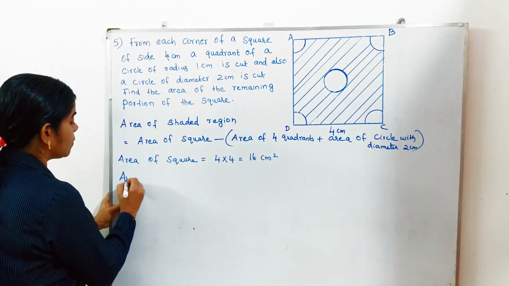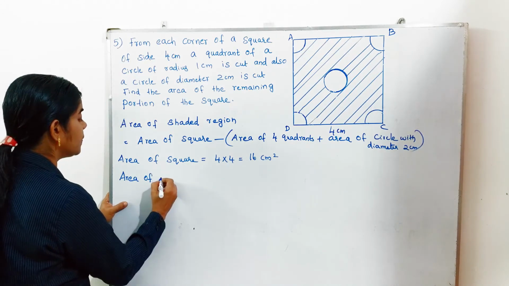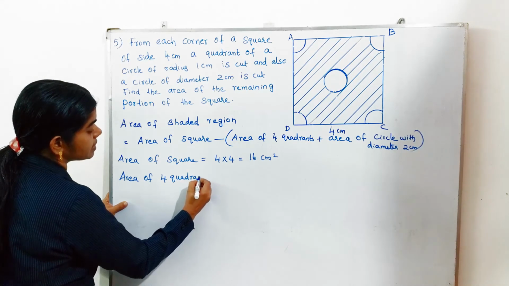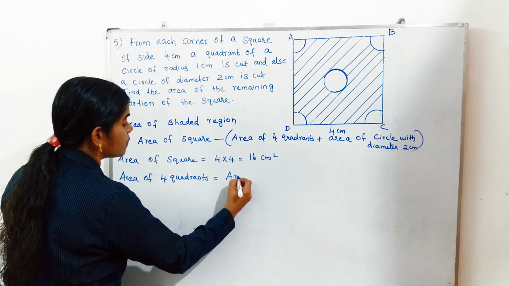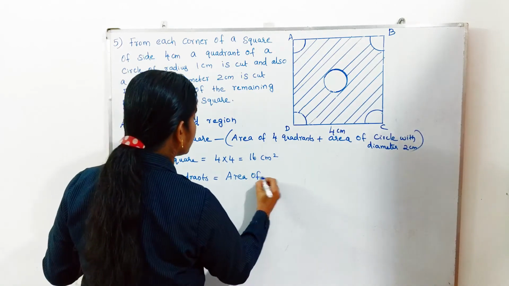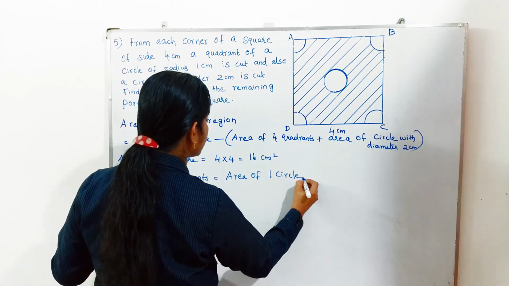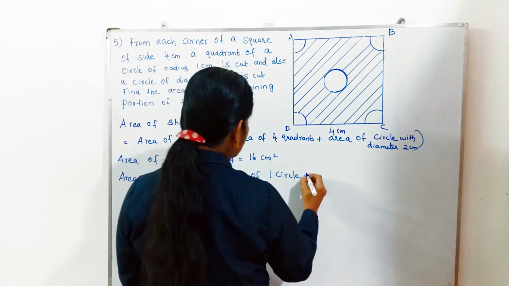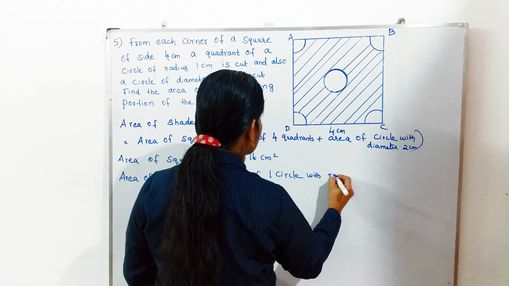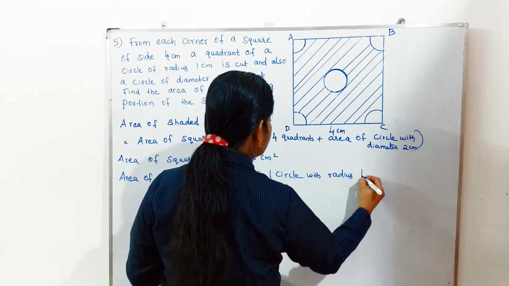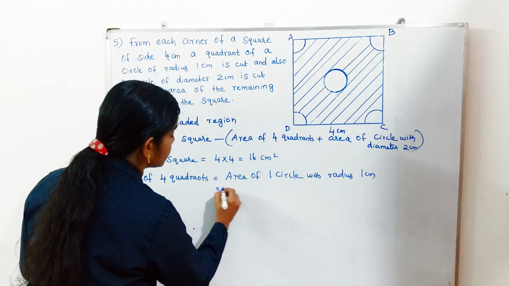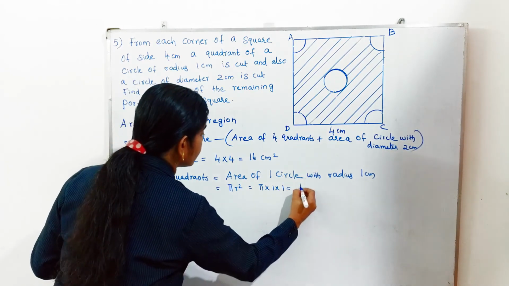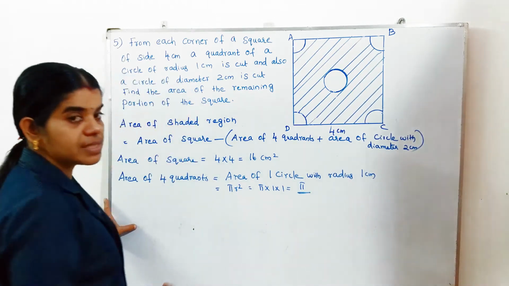Then area of 4 quadrants is equal to area of one circle. What is the diameter? What is the radius? Radius 1 centimeter. One circle with radius 1 centimeter. So that is equal to pi r square. That is pi into 1 into 1. That will give pi centimeter square.